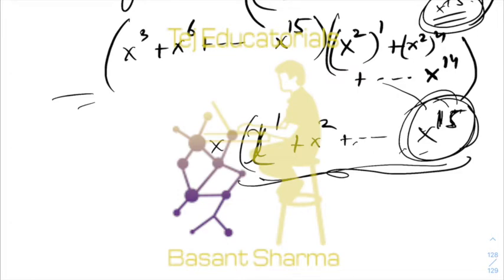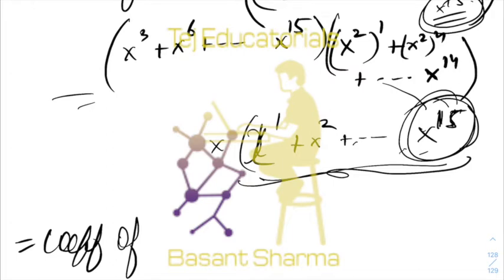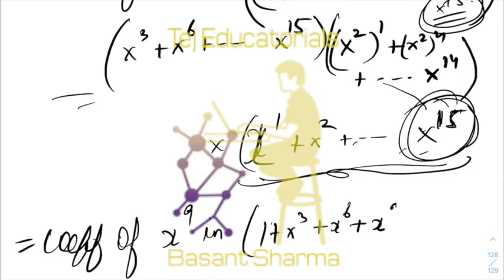Okay, now this is nothing but the coefficient of, if you take x cube common from the first one, x square from the second, and x from this, so x to the power 6 will be gone. So x to the power 9 in 1 plus x cube plus x to the power 6 plus x to the power 9. Okay, all right.